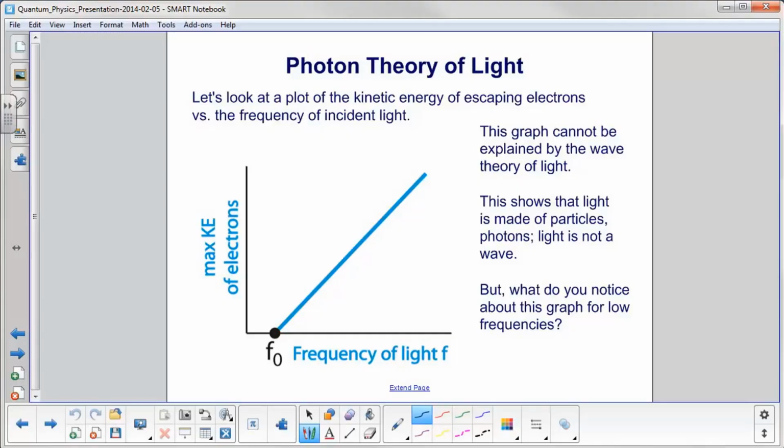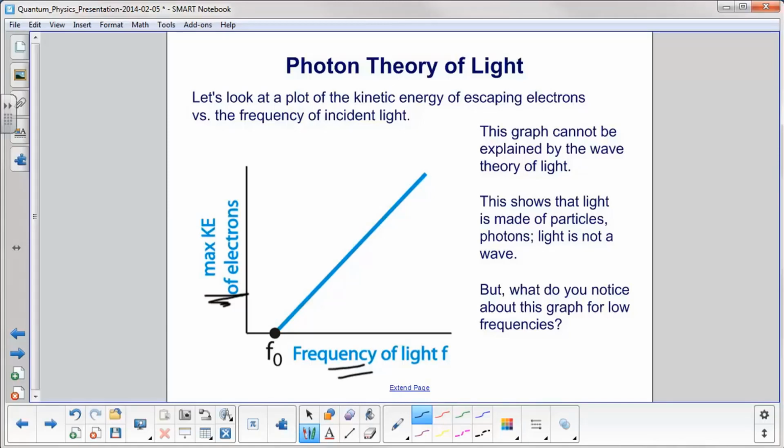Let's now look at a graph of the kinetic energy of the escaping electrons from the photoelectric effect. And here's the maximum kinetic energy on the y-axis. And on the x-axis, we're going to plot the frequency of the light. This graph cannot be explained by wave theory. It indicates that light is made of particles, photons. Light is not simply a wave. This was shown earlier in the chapter.